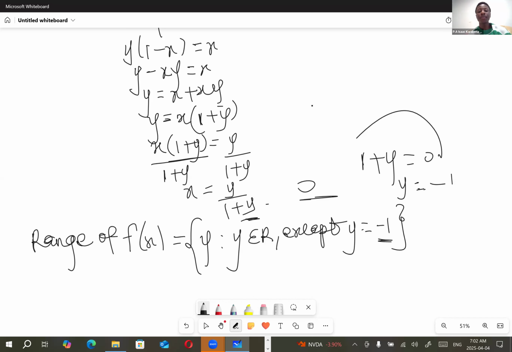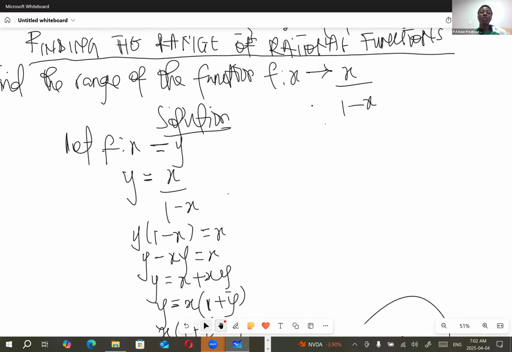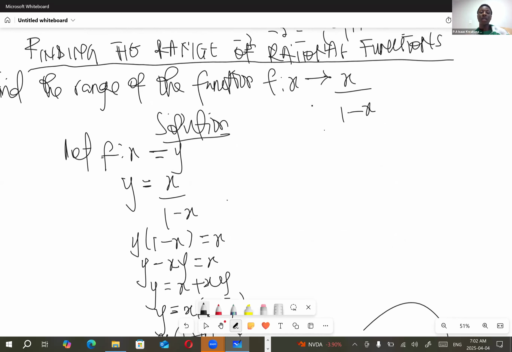Please, are you listening to me? So, when I started the lecture, I was saying that when we talk about the range of a function, we are looking at any value of y that makes x defined. If we are talking about the range of this function, we are looking at any value of y, or of the function, that makes this x defined. Do you understand?